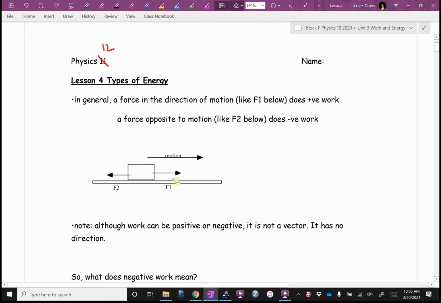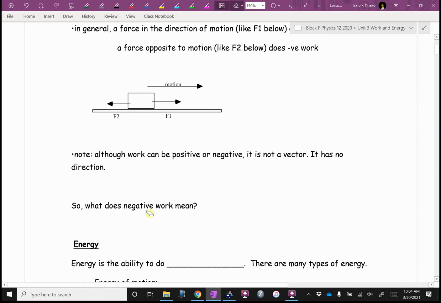First of all, in general, when we're talking about work, a force that is in the same direction as the motion, like F1 in this picture, does positive work. A force that is opposite to motion, like F2, does negative work. Usually friction does negative work, for example. Although work can be positive or negative, it's not a vector. It has no direction. So what does negative work really mean?